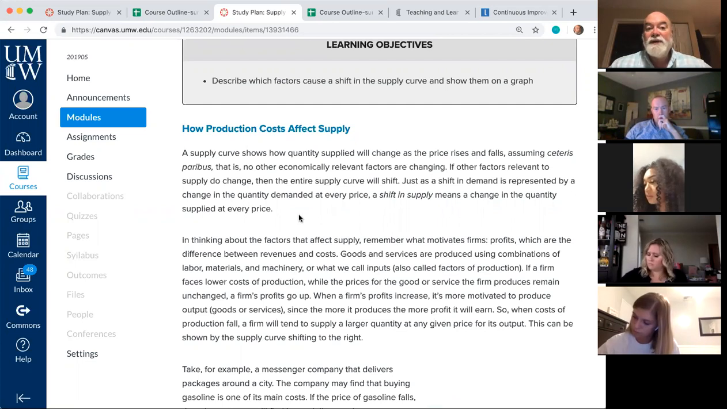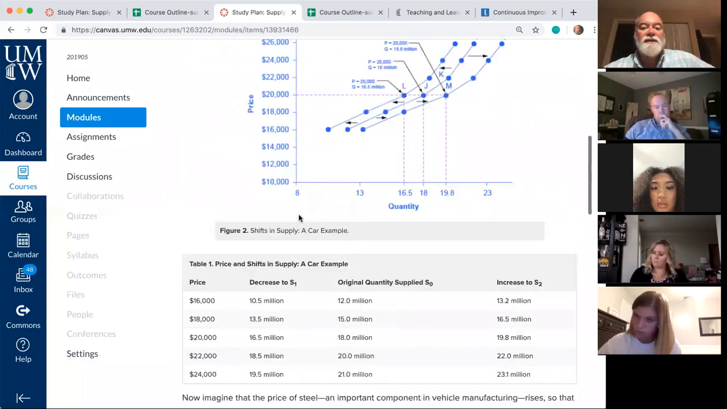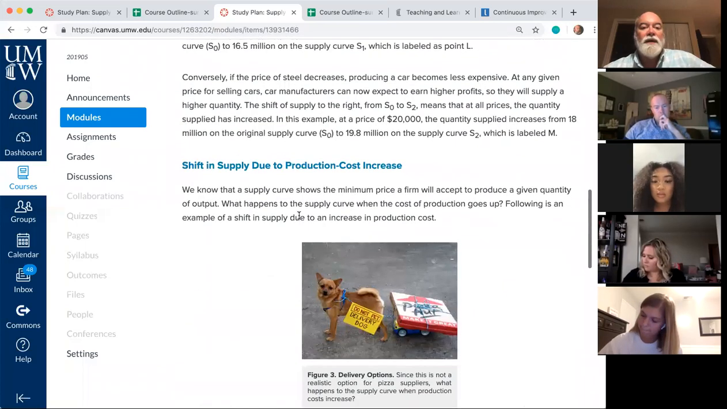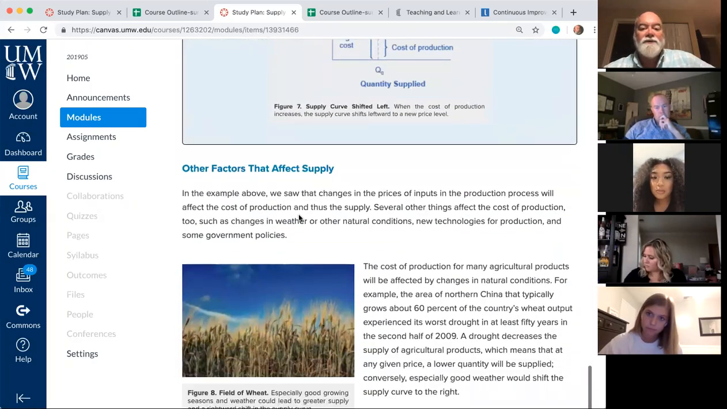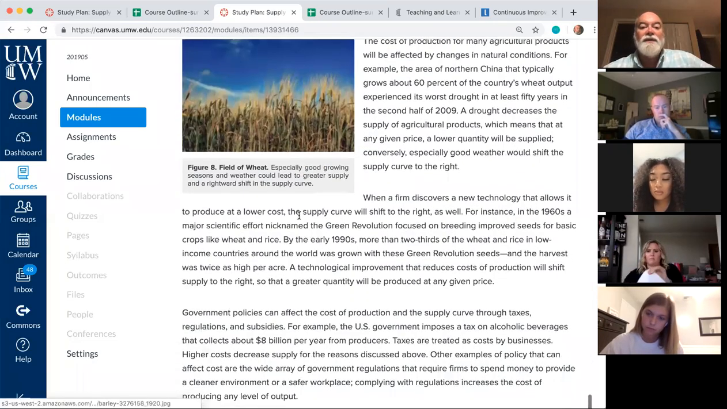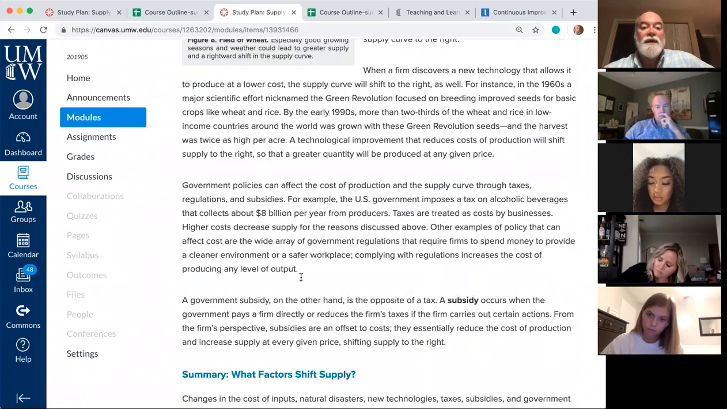A decrease in production costs goes the other way. It's a good thing from producers' point of view because they can now supply the same amount at a lower cost. And oftentimes they will pass that on to their consumers, their customers. Okay, production cost. Let's see, find another one here. Shift in supply, that one we did. Other factors that affect supply, the weather can affect the supply of agricultural products.